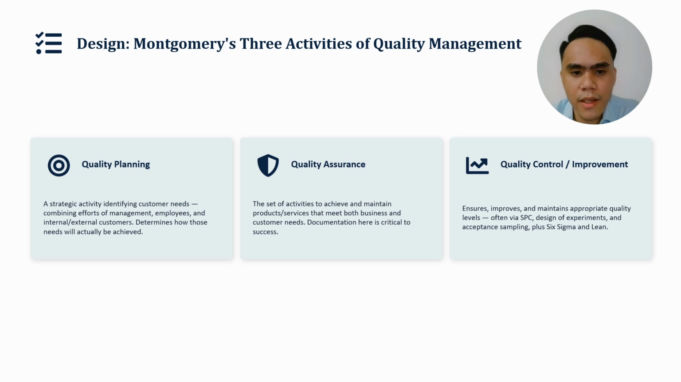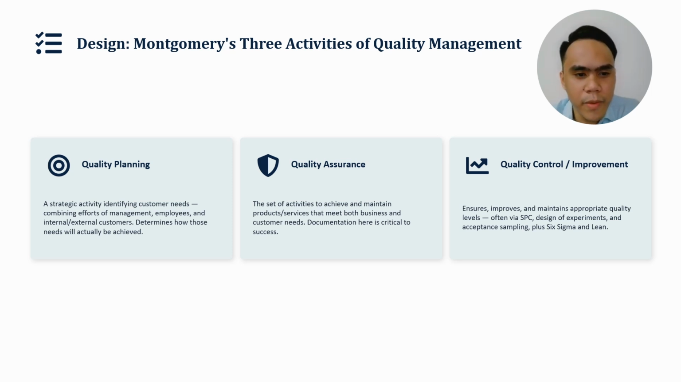And third is the quality control and improvement activities. These are those used to ensure, improve, and maintain a level of quality appropriate for the organization. These activities often describe statistical methods such as statistical process control, design of experiments, and acceptance sampling. It will be discussed in chapter 6.